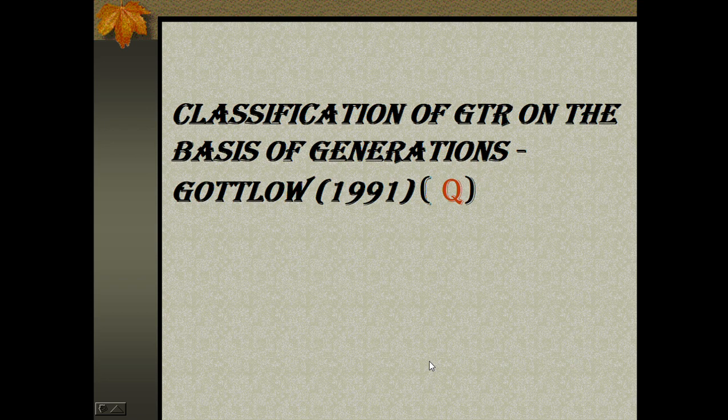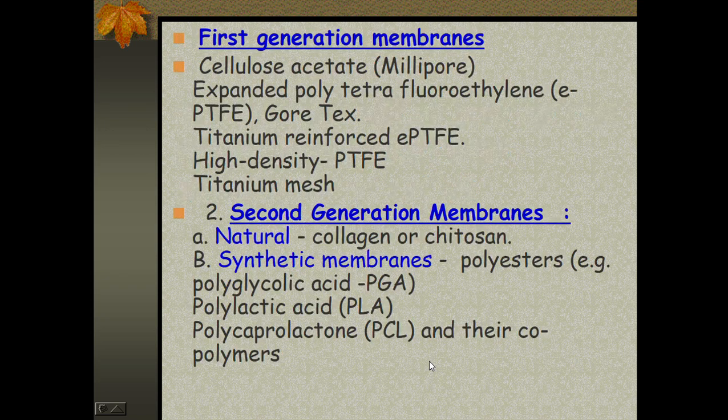Classification of GTR on the basis of generation, as given by Gottlob. First generation: cellulose acetate or Millipore. Apart from that, there are polytetrafluoroethylene, Gore-Tex, titanium-reinforced polytetrafluoroethylene, high-density polytetrafluoroethylene, and titanium mesh. In second generation, there are natural and synthetic. In natural, they are mostly made up of collagen, and in synthetic, there are polymers of polylactic and polyglycolic acids.